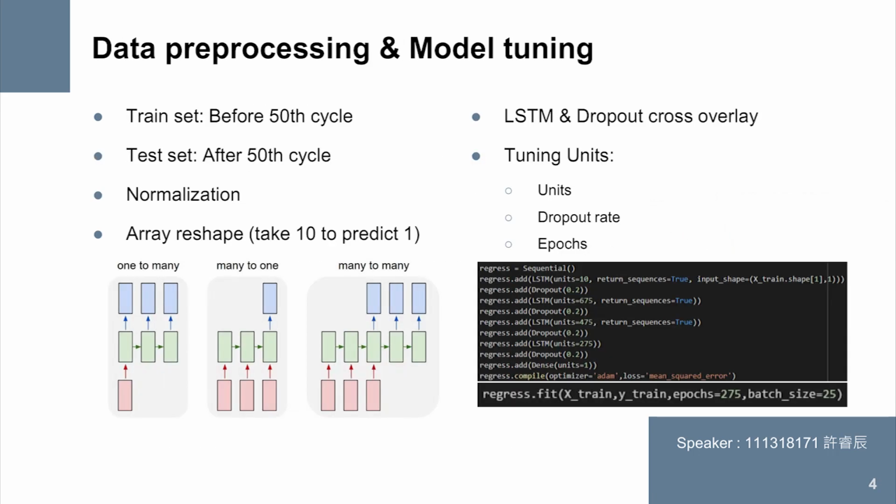Before we send data into the neural network, we have some steps to do first. The training set is the data before the 50th cycle, and the testing set is the data after the 50th cycle. Also, we normalize the data to prevent the problem of gradient vanishing and explosion.